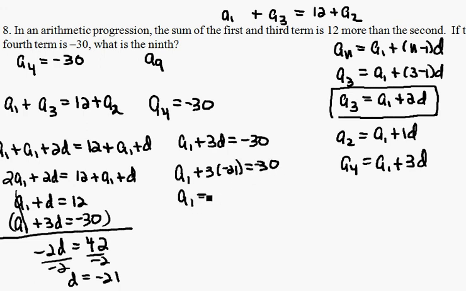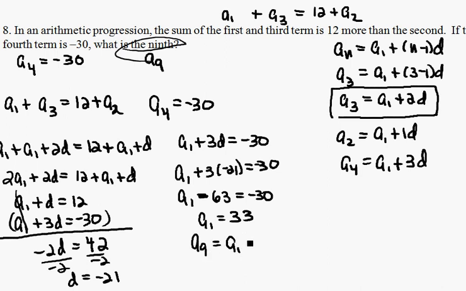So a1 minus, that's 63, equals negative 30. Add 63 to both sides, I get a1 is 33. So the question is, what is the ninth term? Well, the ninth term is equal to the first term plus n minus 1 times d. So a sub 9 is equal to the first term, which is 33, plus 9 minus 1, which is 8, times d, which is negative 21. So that gives me 33 plus 8 times negative 21, gives me negative 135.